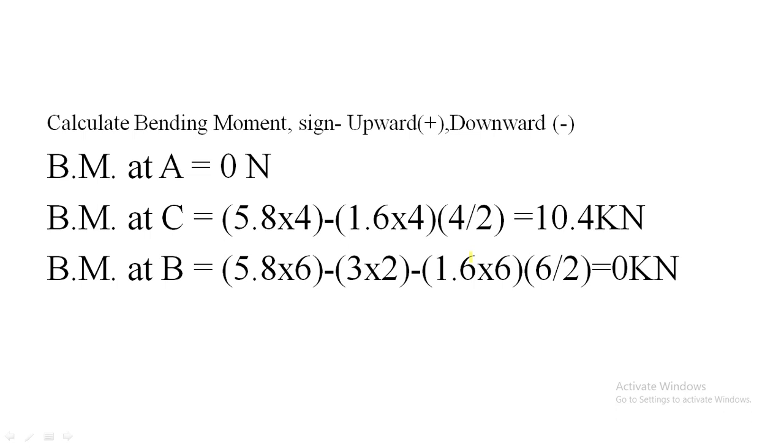First, bending moment at A is equal to 0. The next, bending moment at C is equal to 5.8 into 4 minus, in bracket, 1.6 into 4, bracket complete, another bracket 4 by 2, which is equal to 10.4 kilonewton meter. Bending moment at B is equal to 5.8 into 6 minus 3 into 2 minus 1.6 into 6 into 6 by 2, which is equal to 0 kilonewton meter.